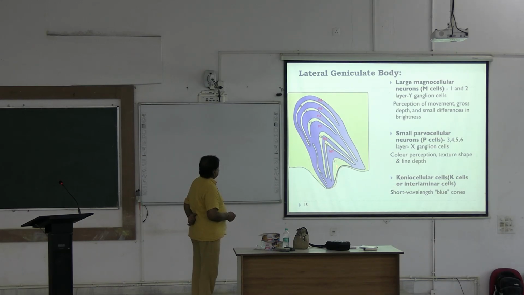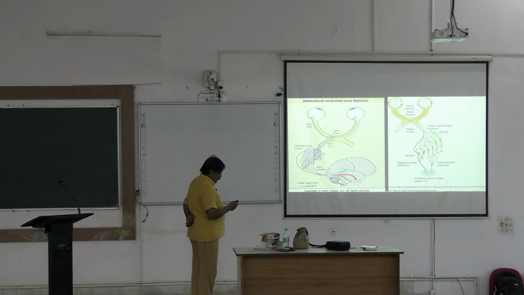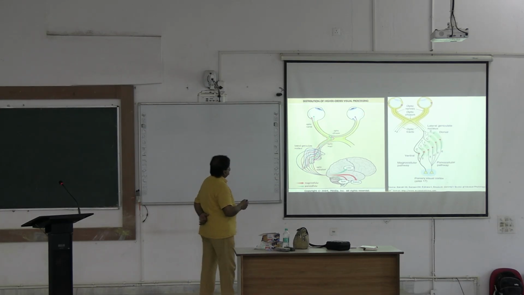The K cells, here K1, K2, K3, K2, M2, M1. Now, short wavelength blue cones. Now, distribution of higher order visual processing.